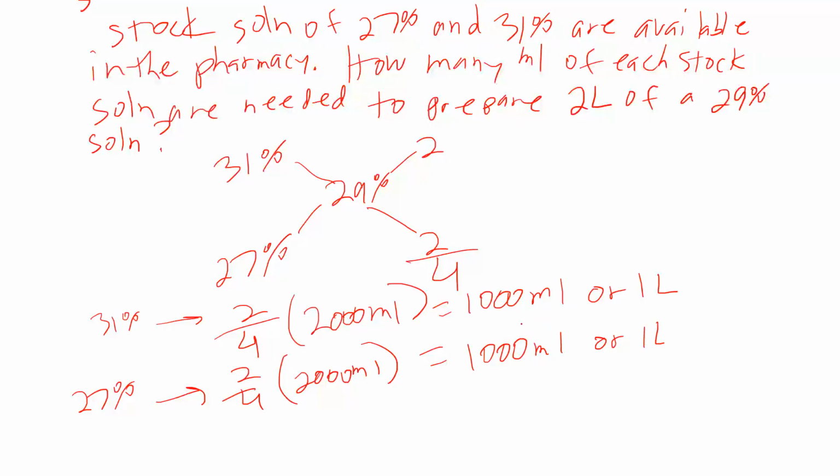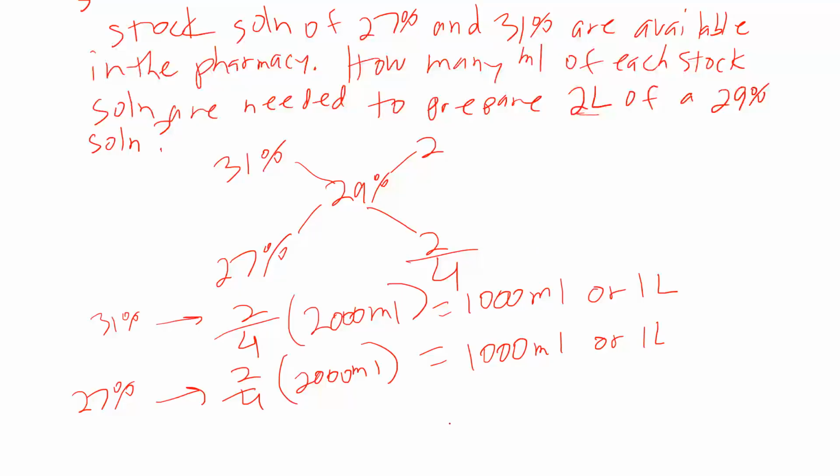You take 1,000 milliliters or 1 liter of the 31%, you mix it with 1,000 mils or 1 liter of the 27%, and then you'll get the total quantity, 2 liters of the 29%. And if you add 1,000 mils plus 1,000 mils, you get 2 liters. Okay? So you add these together and you get that.